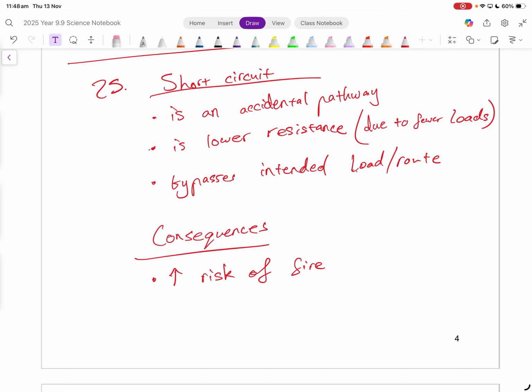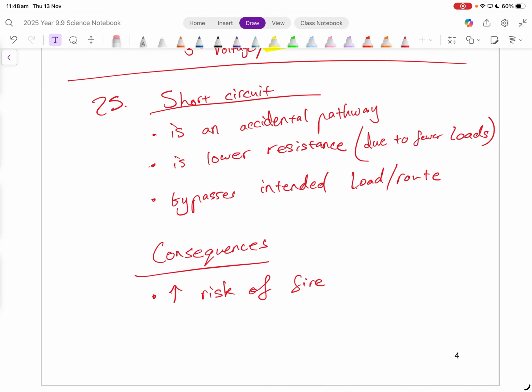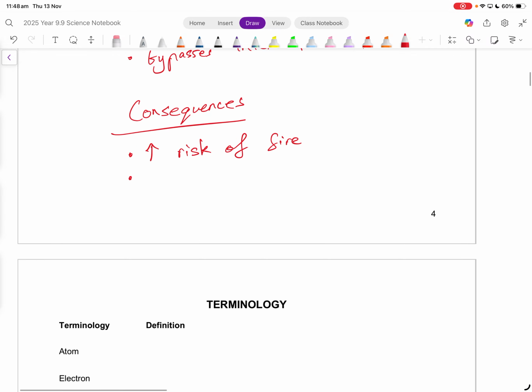What are some other consequences? It could lead to a power outage, okay, slash damage to property. I don't just mean properties in houses, I mean the things that you own, right? Anything else? Maybe let's do our final one as us. What's the bad thing if we form a short circuit?